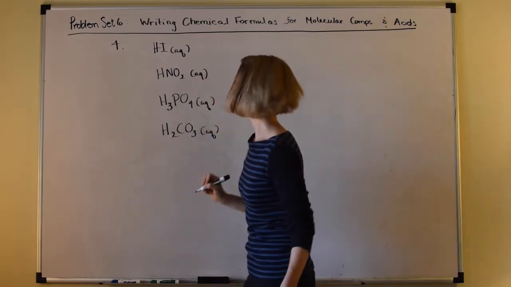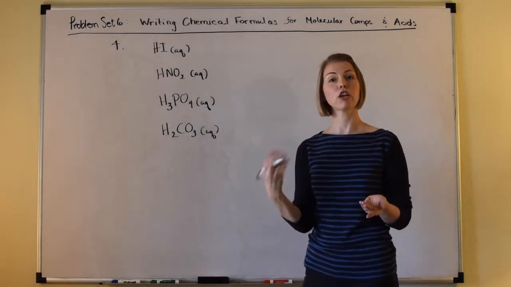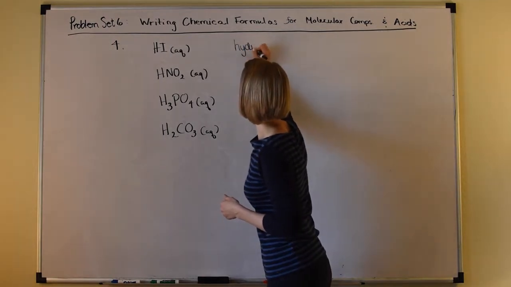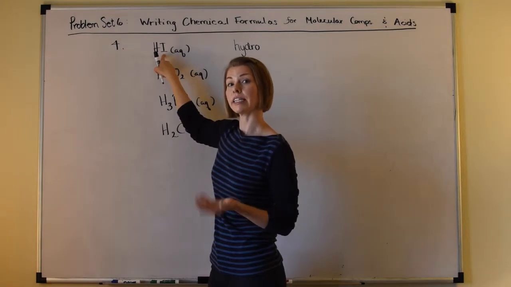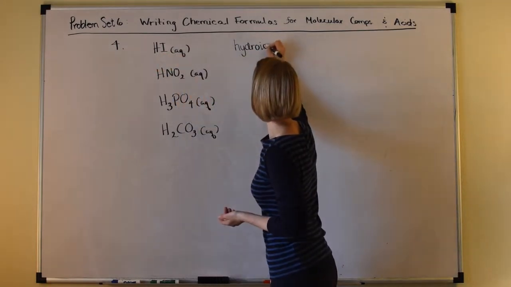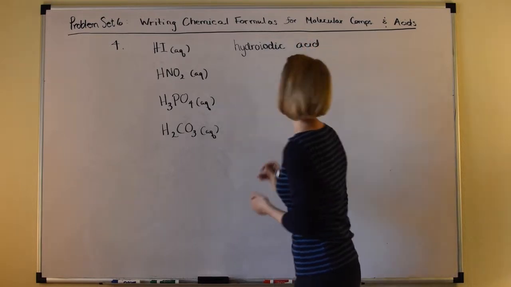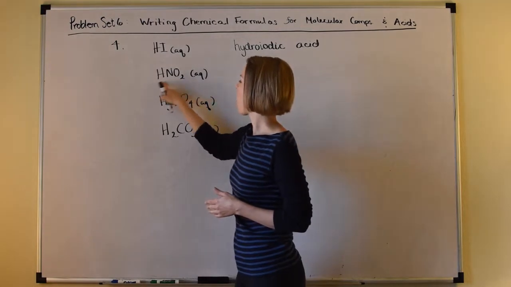Okay. All right, so the first one is binary. It's just hydrogen and one other element. So it's going to be the hydro prefix, and then the stem of the element, iodine. So it's going to be hydroiodic acid.